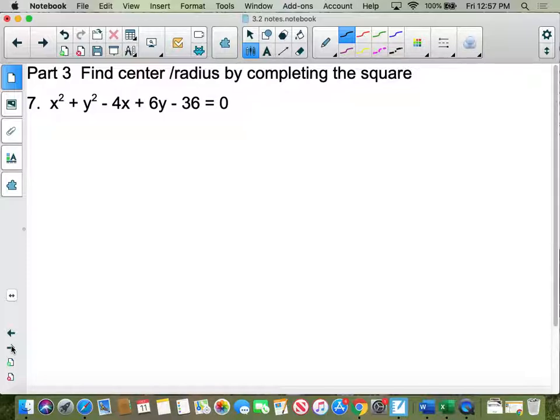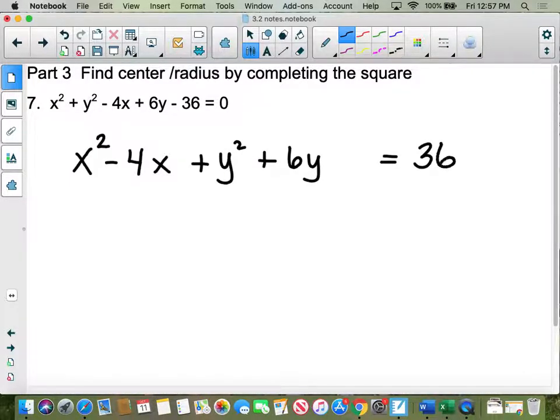But I'm going to rearrange this. I'm going to put the x squared and the negative 4x together. I'm going to put the y squared and the 6y together. And I'm going to get rid of the negative 36 and bring it over to the right side. I'm going to complete the square not just once, but twice in this problem. The first thing I did was get rid of the constant. You guys know how to complete the square, I hope. Is there a 1 out in front of both of the squared parts?